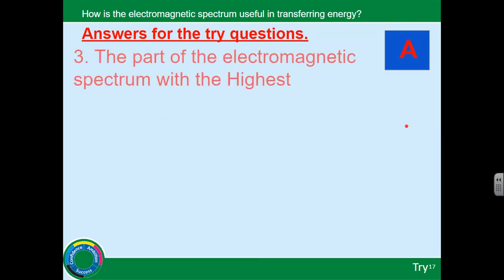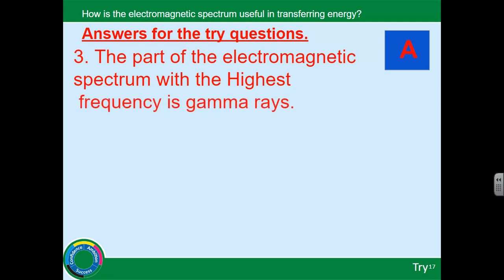Okay, number three. The part of the electromagnetic spectrum with the highest frequency is which bit? Yep, you got it. It's the gamma rays, because the wavelengths are really squished together. So the waveform is really squished up together. There we go. The highest frequency is gamma rays.